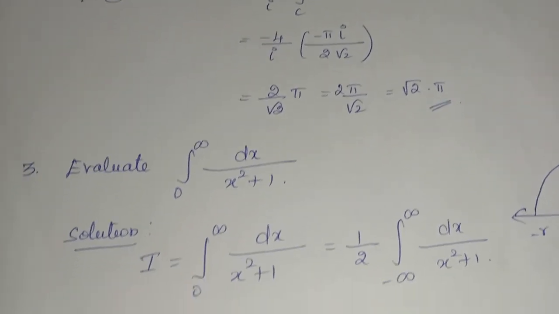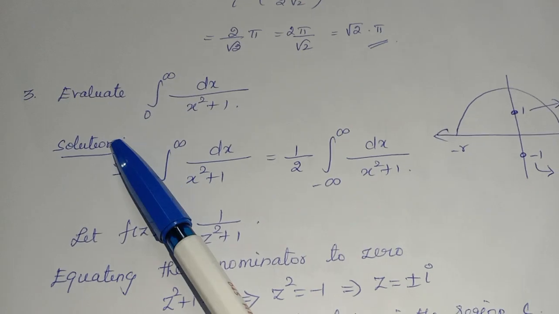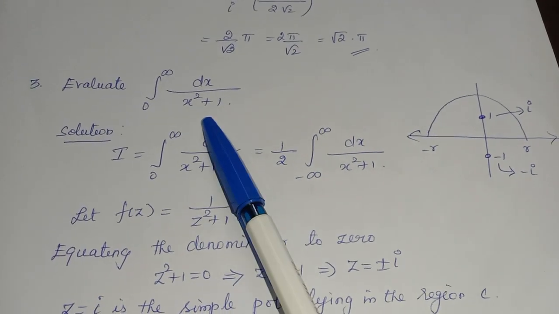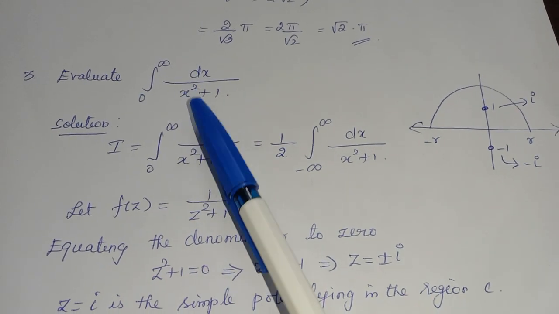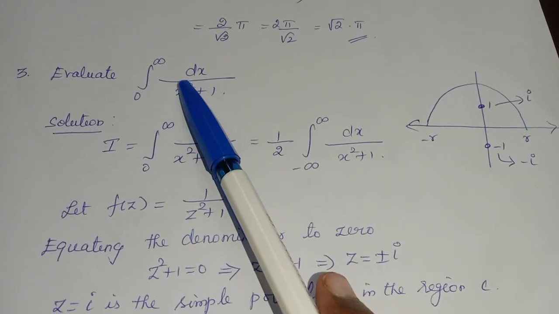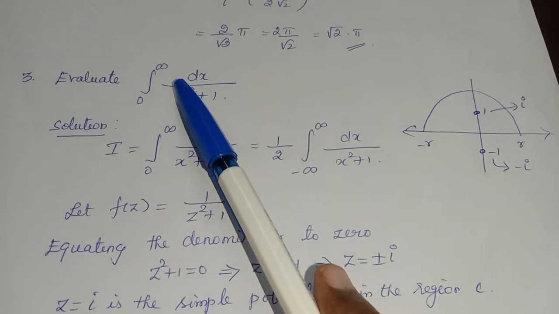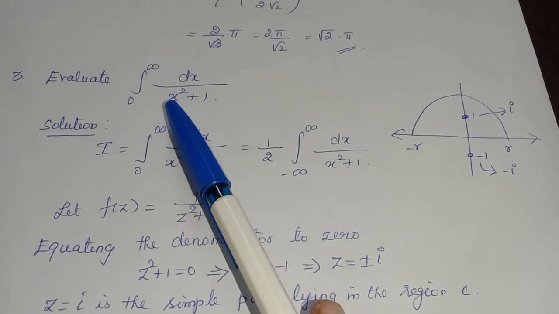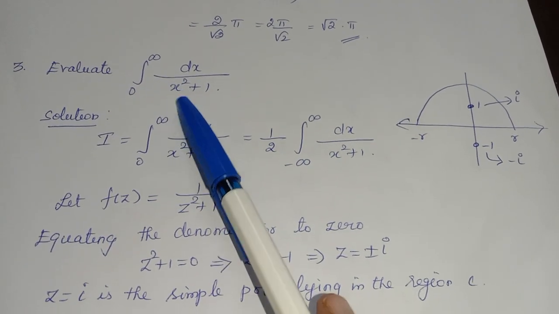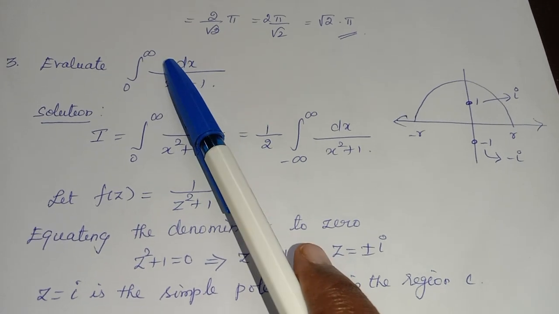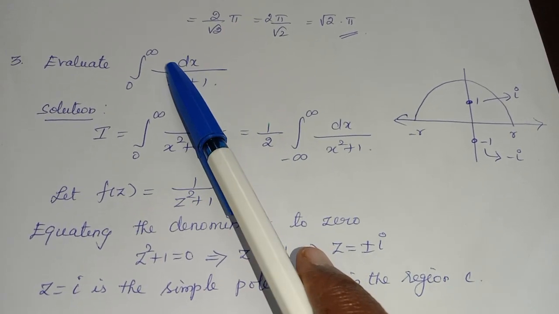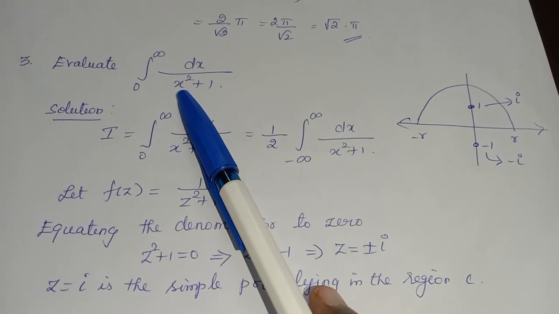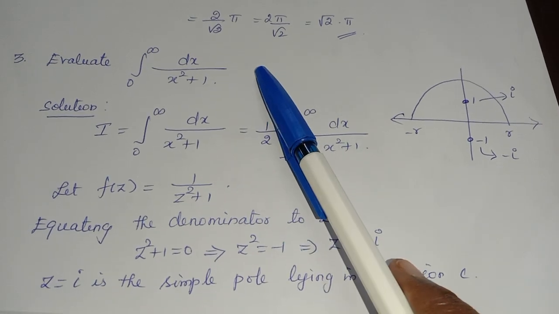Then the next problem, this is of type 2 problem. Evaluate integral 0 to infinity dx by x square plus 1. First you have to check whether the conditions of type 2 are satisfied or not. What is the condition? Numerator and denominator should be polynomials of x. Here the numerator is 1 and the denominator is x square plus 1. Second condition is degree of the denominator should be at least 2 greater than the numerator. Now in the numerator only number 1 is there, it is of degree 0. Here x square plus 1 is degree 2. So the denominator exceeds the numerator by degree 2. So all the requirements are satisfied.